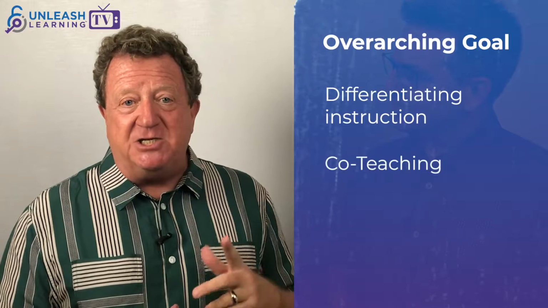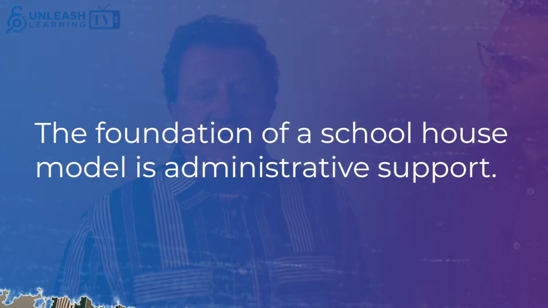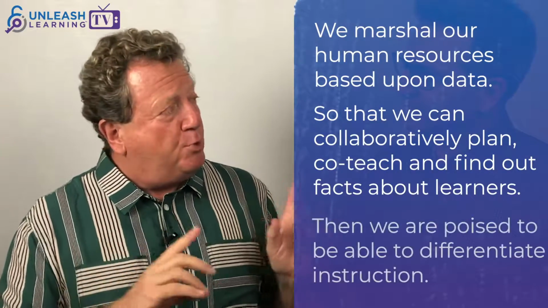Now, how do you get there? Major initiatives that help us would be differentiating instruction, co-teaching, and data-based decision-making. All those processes require collaboration in planning and creativity. Notice that the foundation of the schoolhouse model is administrative support. That is the articulation of a vision, building consensus for it, the training, the scheduling, the logistics, the cheerleading as you go through change. If we have a strong foundation of administrative support, we have processes and time for creativity and collaboration, and we marshal our human resources based upon data so that they can collaboratively plan and co-teach, and we find out facts about learners, then we're poised to be able to differentiate instruction. If we're doing all of those things, we are most likely to achieve that overarching goal of access and success for all.